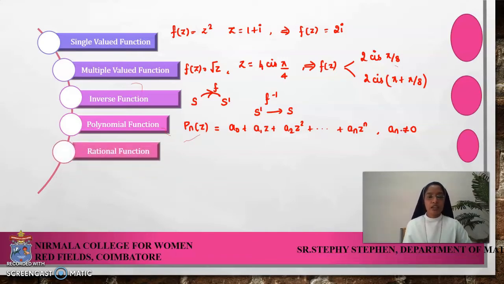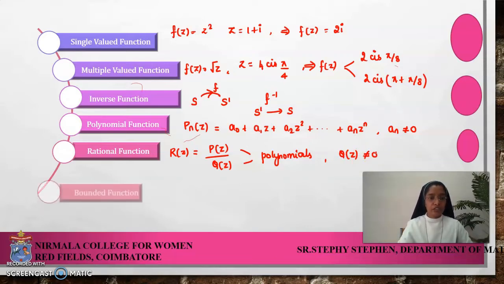The next is the definition for a rational function. The rational function, we denote by r of z. This is a function which is expressed as a quotient of two polynomial functions, that is p of z divided by q of z. Here p and q are both polynomials and the condition is q of z should not be equal to 0. Such a function we call a rational function.